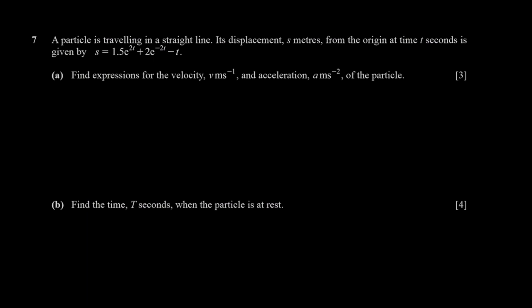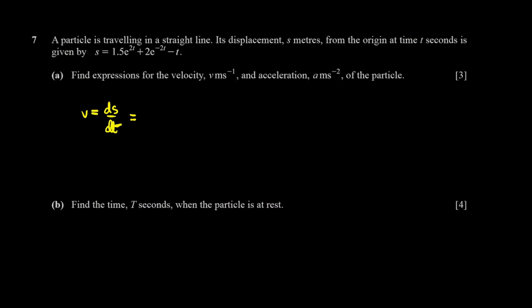So 7, a particle is traveling in a straight line. Its displacement is given by this. Find expressions for the velocity and acceleration of the particle. Well, velocity, as I just said, is equal to ds dt. So what we're going to do is differentiate s.